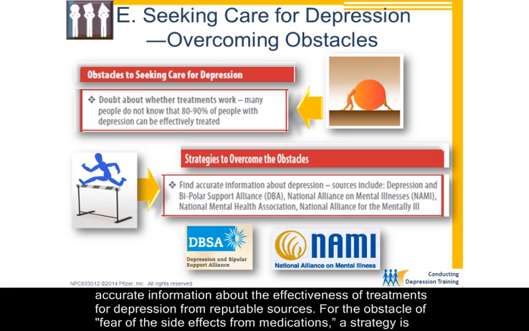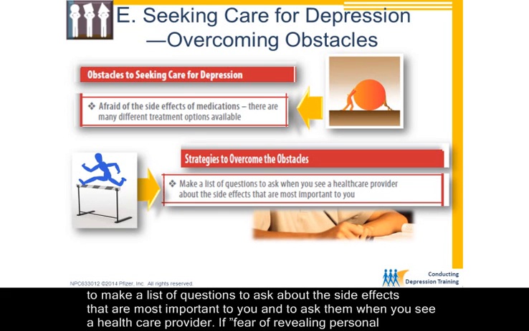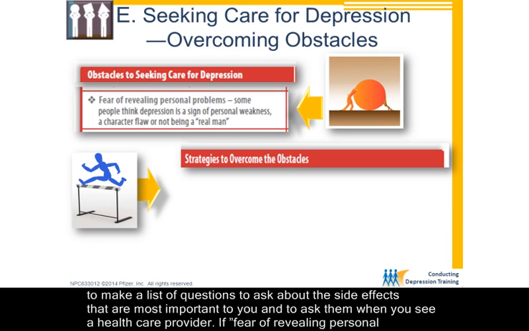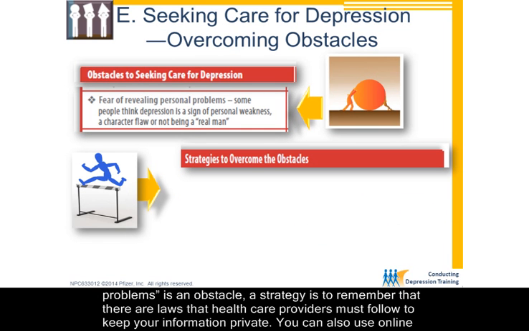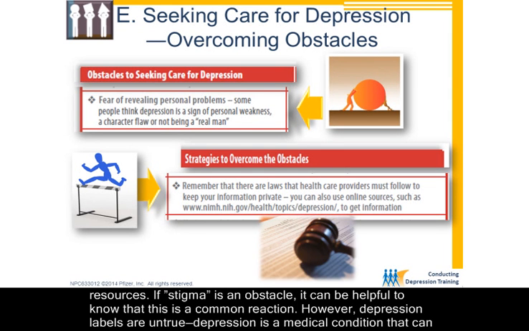For the obstacle of fear of the side effects of medications, a strategy is to make a list of questions to ask about the side effects that are most important to you and to ask them when you see a healthcare provider. If fear of revealing personal problems is an obstacle, a strategy is to remember that there are laws that healthcare providers must follow to keep your information private. You can also use online resources.